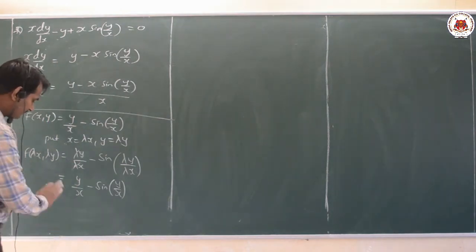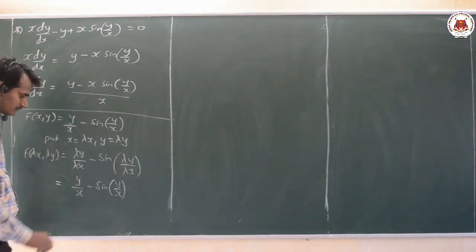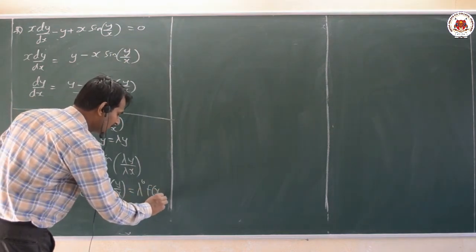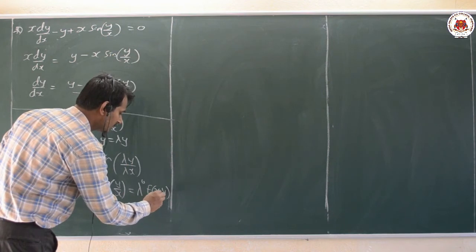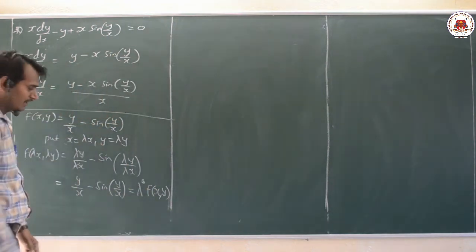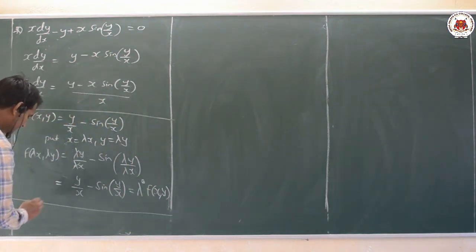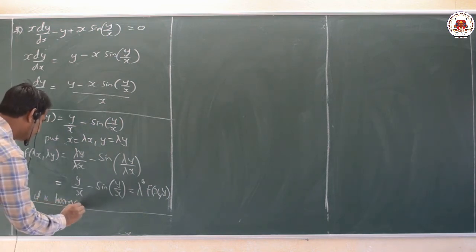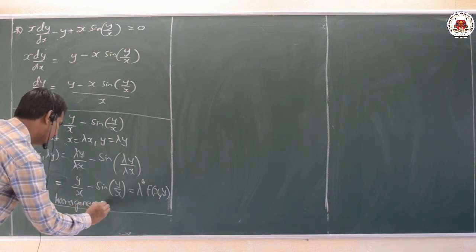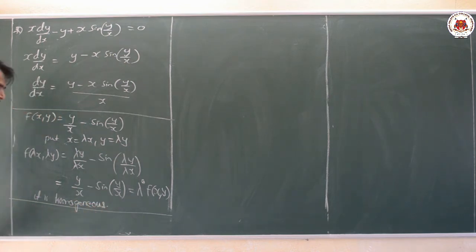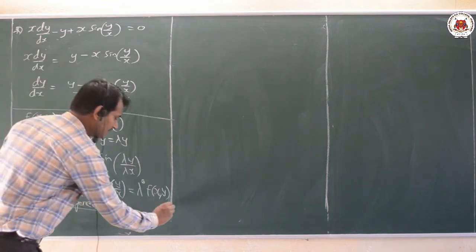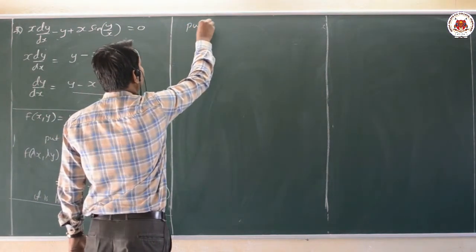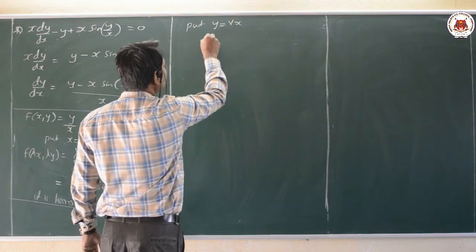Now that is nothing but lambda to the power of 0 f of x comma y. So therefore we can say it is a homogeneous function. Now easily you can solve it. How to solve it? Substitute: put y equal to vx, and differentiate.